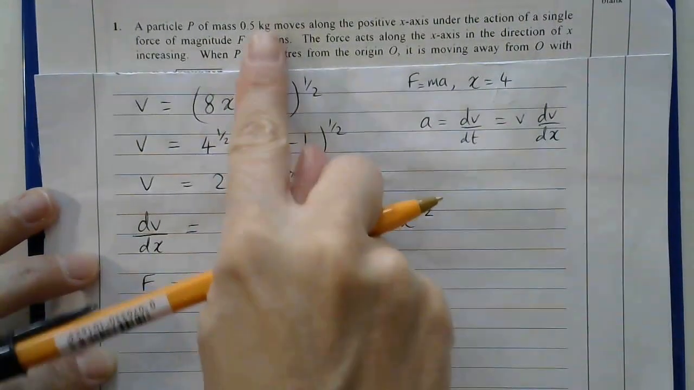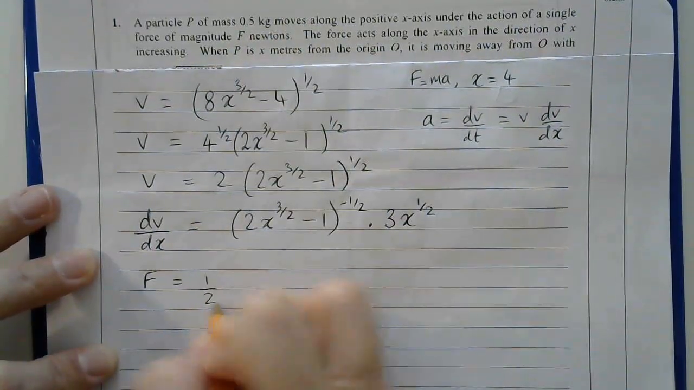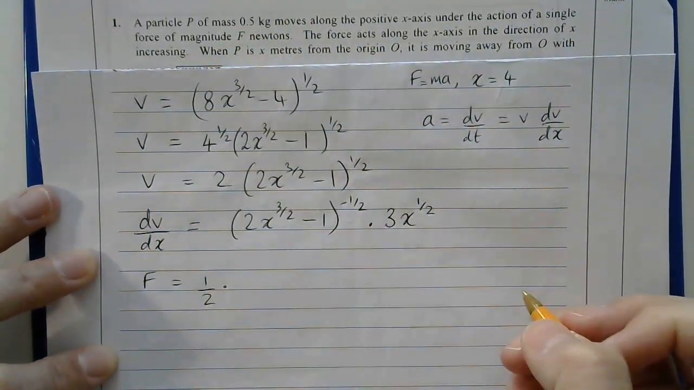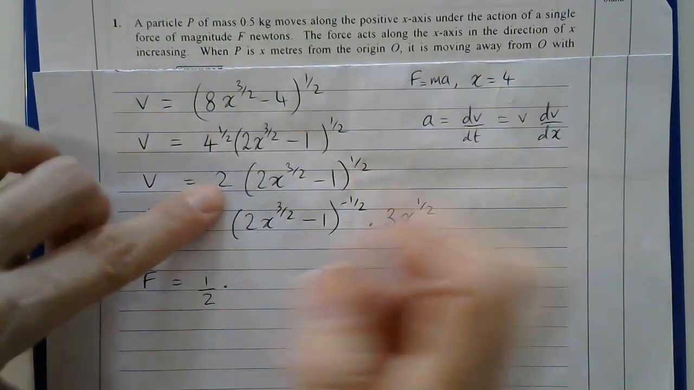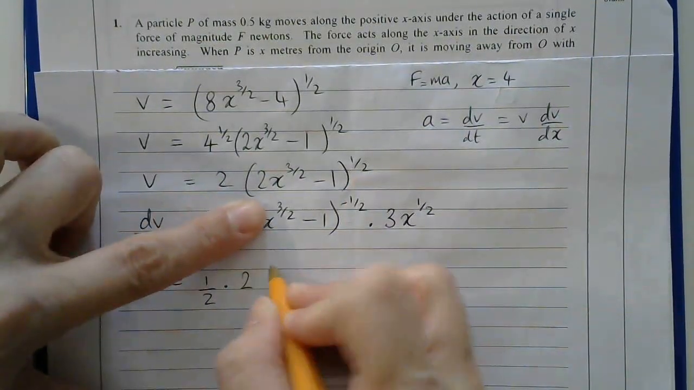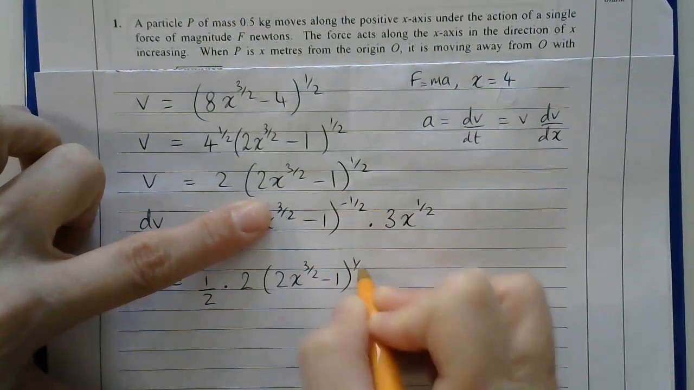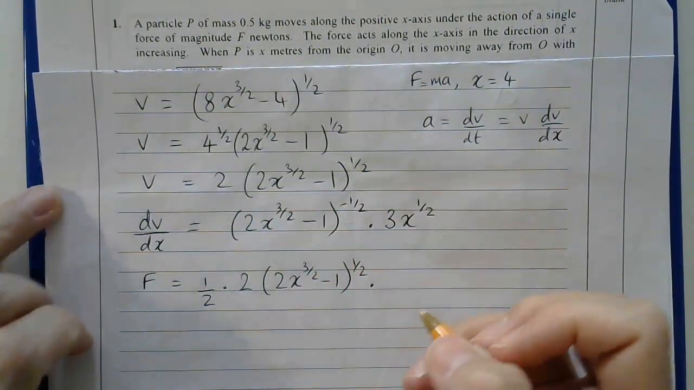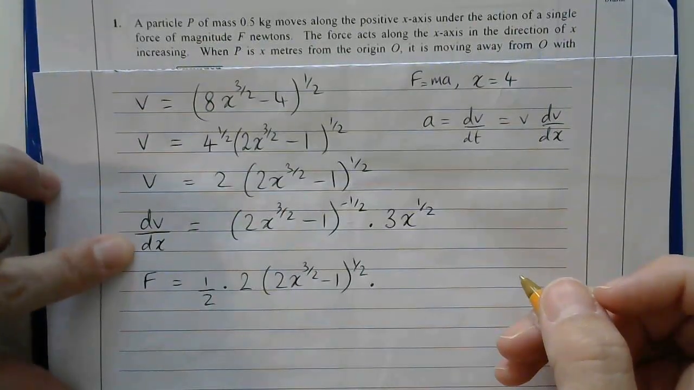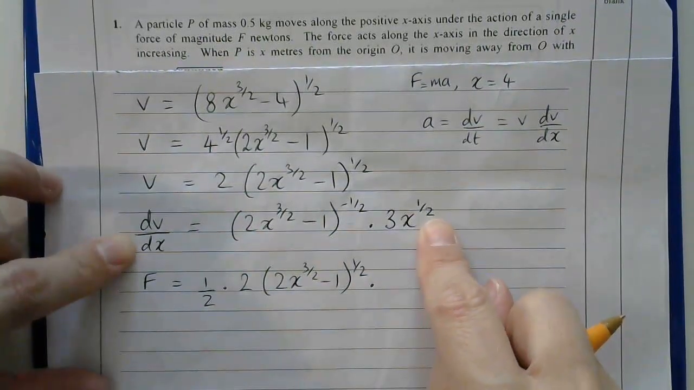Okay, so now to work out the force, the force will be the mass, which was a half, times the velocity, which will be this, multiplied by dv by dx, which is this.